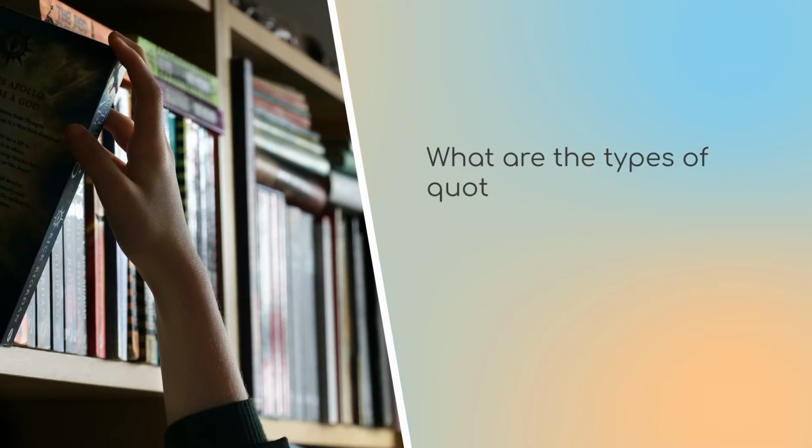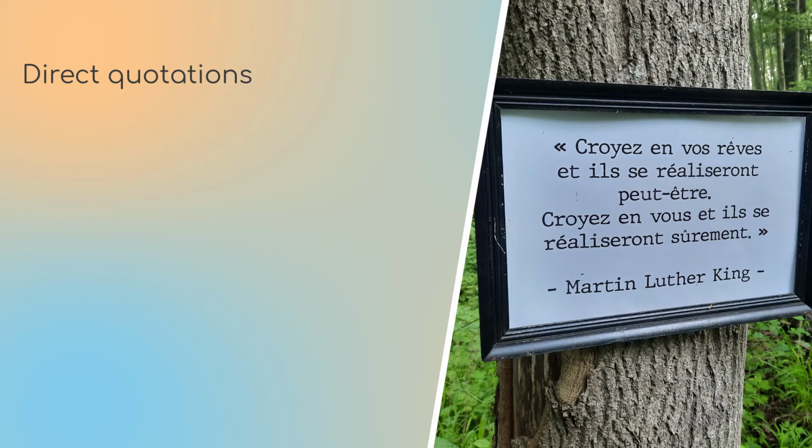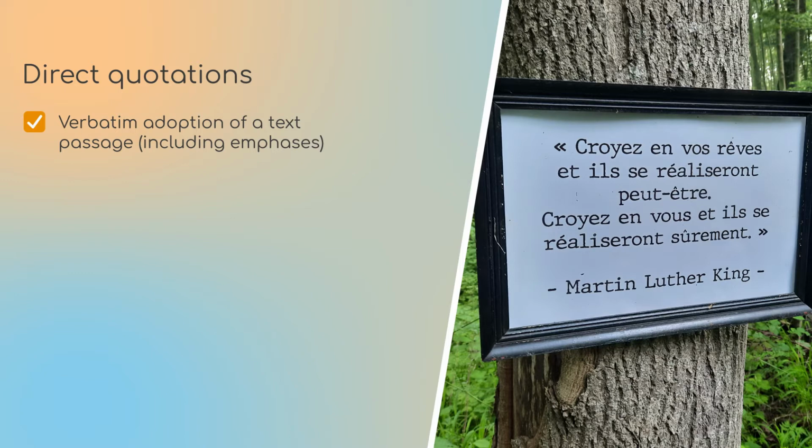Let's first look at what types of citations are distinguished. When quoting, there are basically two options. You can quote directly or indirectly. Direct quotations are characterized by the fact that a passage of text is adopted verbatim, including any emphasis contained therein. To indicate a literal quote as such, you put it in double quotation marks. If the directly quoted excerpt exceeds 3 lines or 40 words, it is formatted as a so-called block quotation.